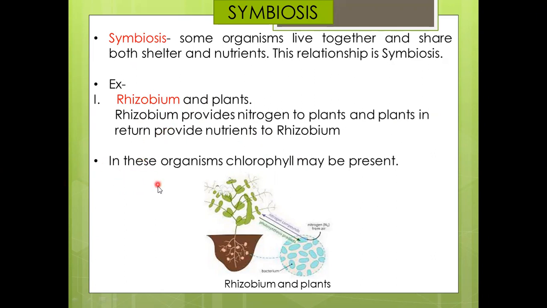In these organisms, chlorophyll may be present, because symbiosis is a relationship between two organisms. It may be rhizobium and plants. Plants have chlorophyll, which means that symbiosis may involve chlorophyll. You can even take other examples which do not have chlorophyll. So we can't say whether all organisms in a symbiosis relationship have chlorophyll or not. So it may be present. May means it can or cannot be present. I'm going to come back to this slide later. Let's move on to the next slide.